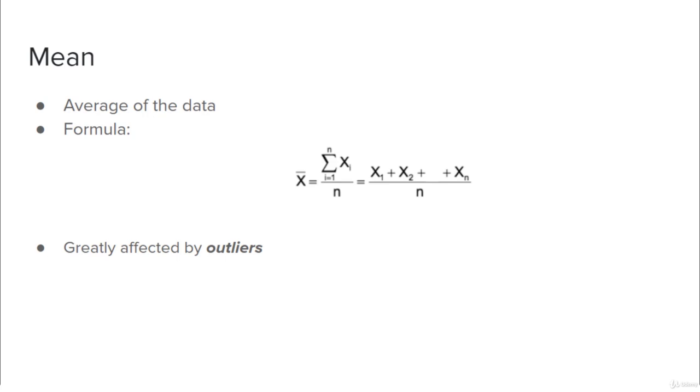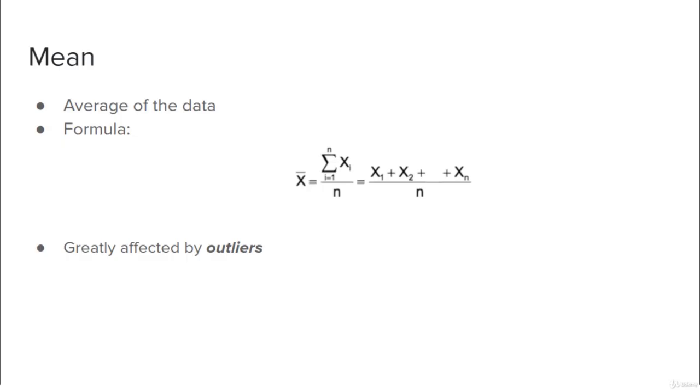So we can't just depend on mean to tell us everything about our data. That's why we have median and mode. The drawback of using mean is that it's greatly affected by outliers. So what if your data has a large number of outliers? Mean would be ineffective and it would completely be disarmed by those outliers. So we need a different approach.